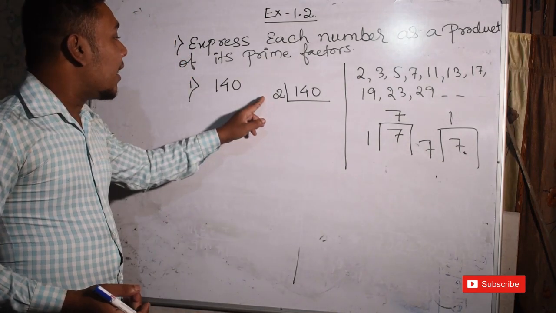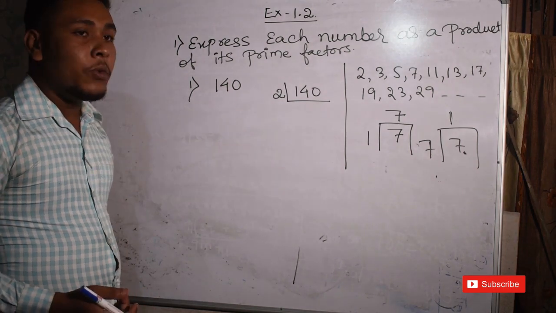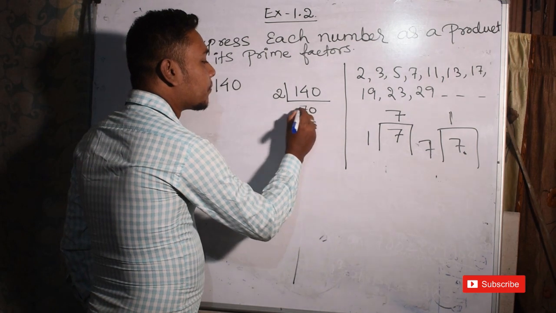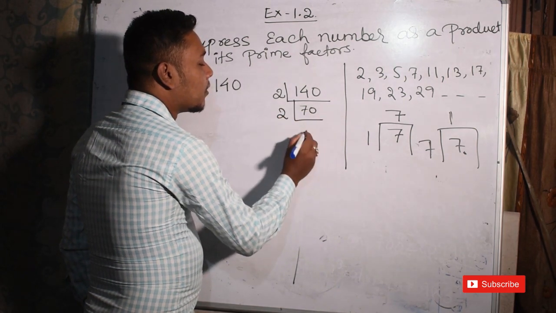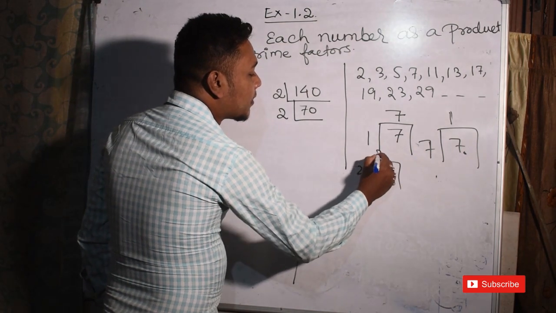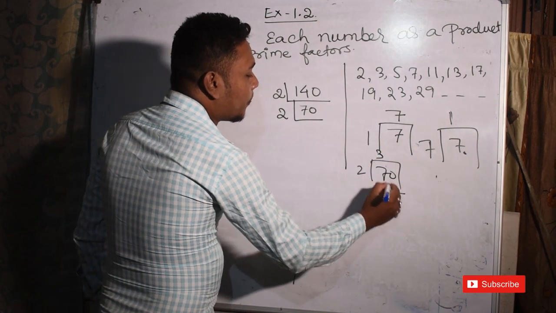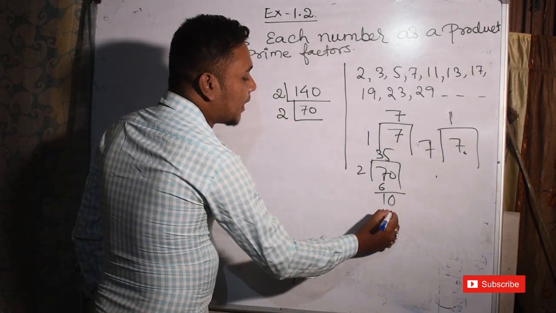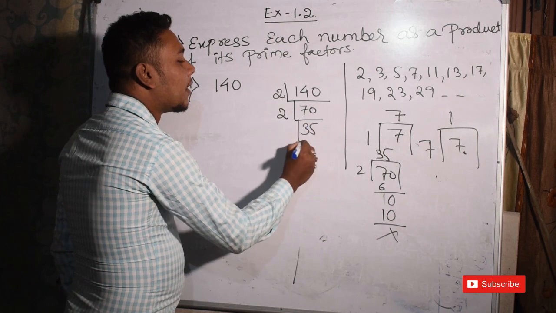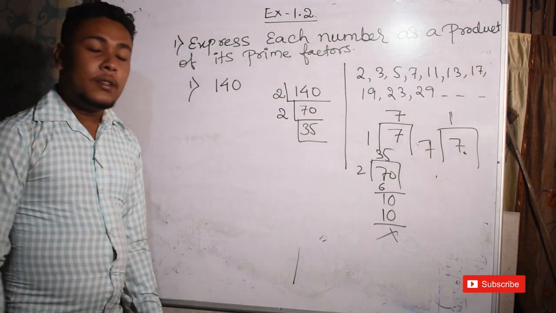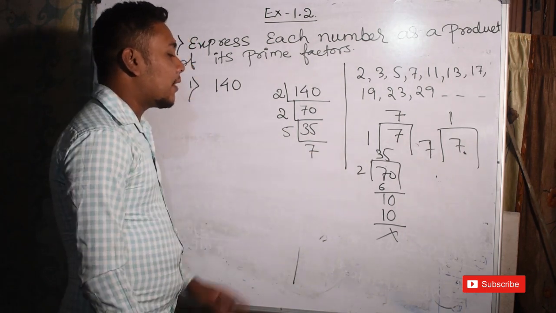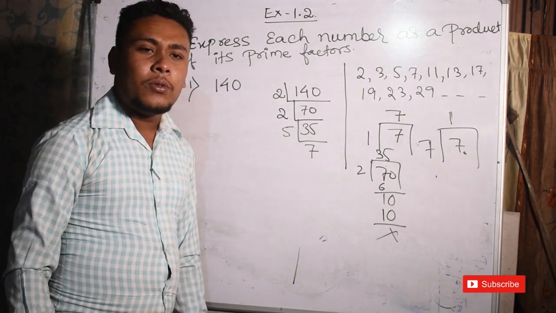On the other hand, we see 140 divided by 2 becomes 70. 70 divided by 2: 2 threes are 6, 2 fives are 10, so it becomes 35. 35 is divisible by 5, so it becomes 7. And 7 is itself a prime number, so no need to divide.